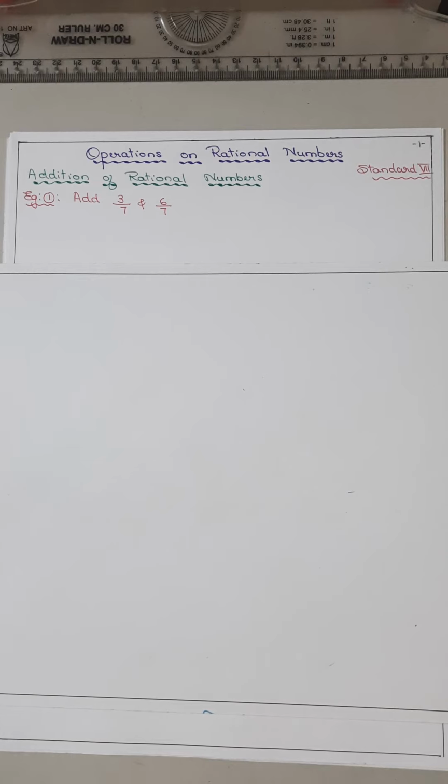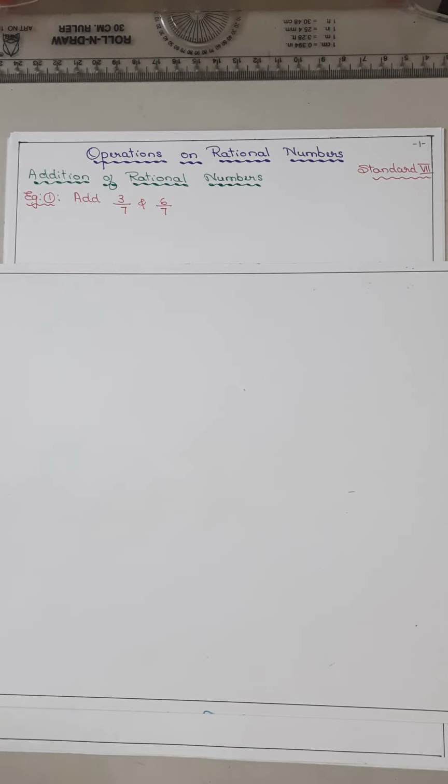Today we'll discuss the lesson operations on rational numbers. First we'll discuss the addition of rational numbers. Now coming to example 1, add 3 by 7 and 6 by 7.